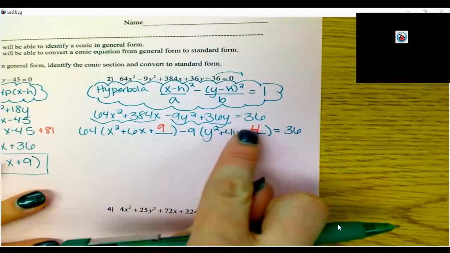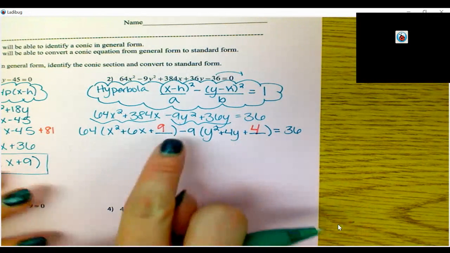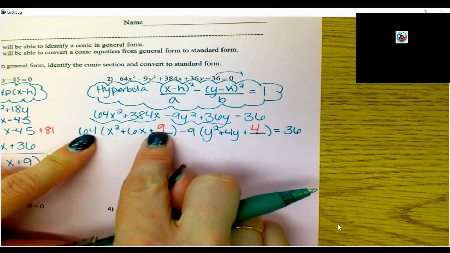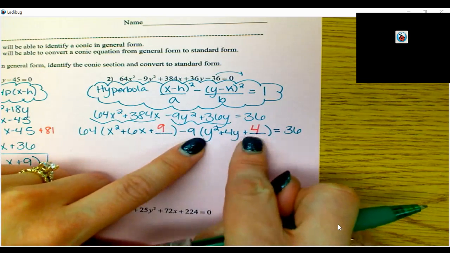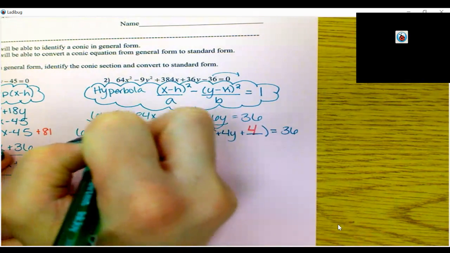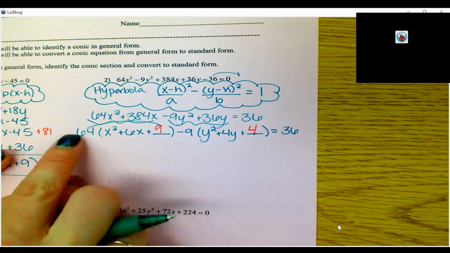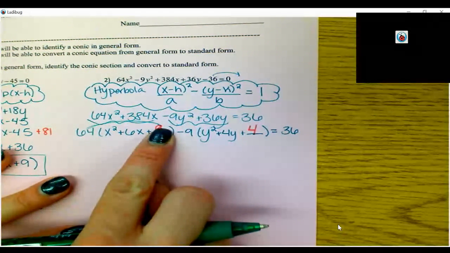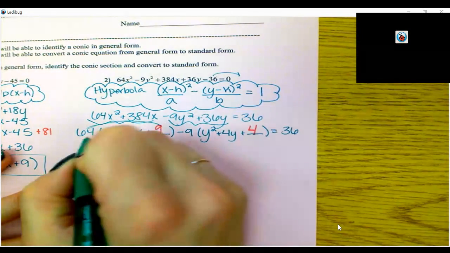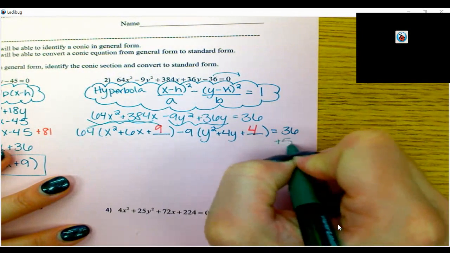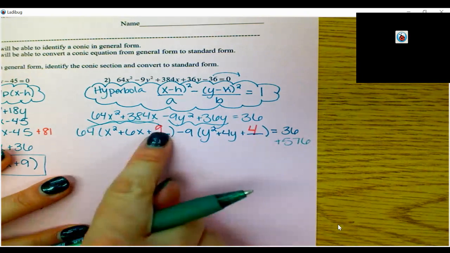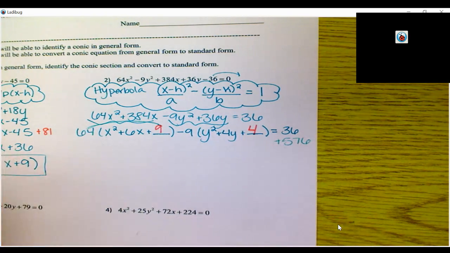All right, so this is where a lot of people made an error. We're not adding 9 and 4 to this side of the equation. We're actually adding whatever 9 times 64 is and whatever negative 9 times 4 is. So these two numbers together make up whatever I'm adding over here. And so 64 times 9 actually gives me 576, and it's positive. So because I'm adding 576 over here, I have to add it over here.